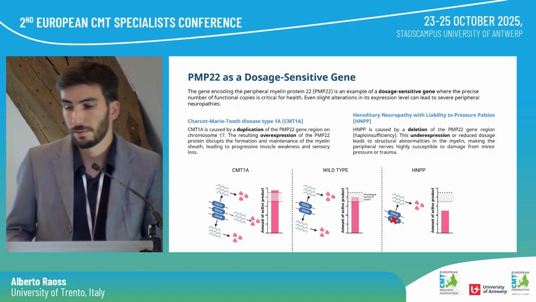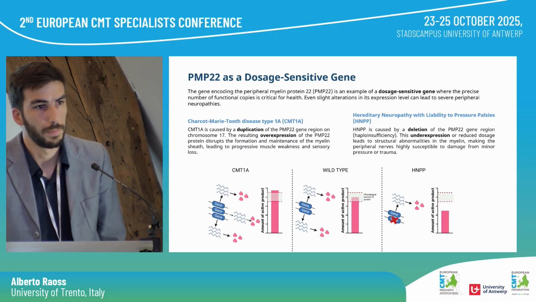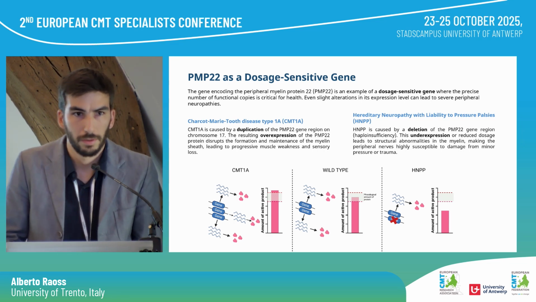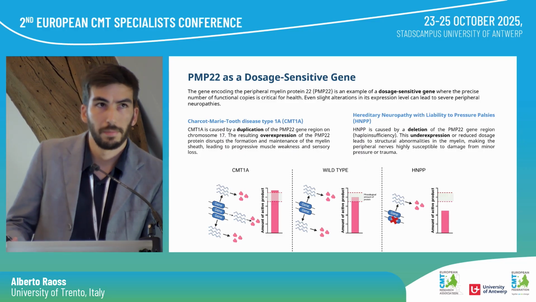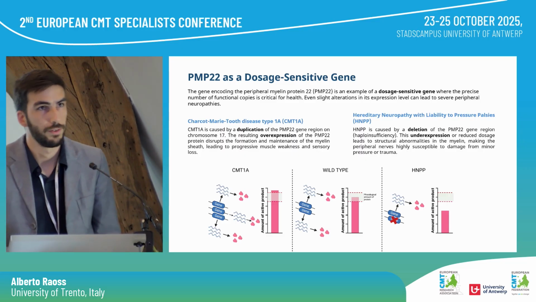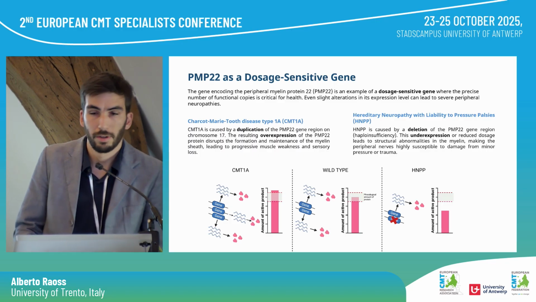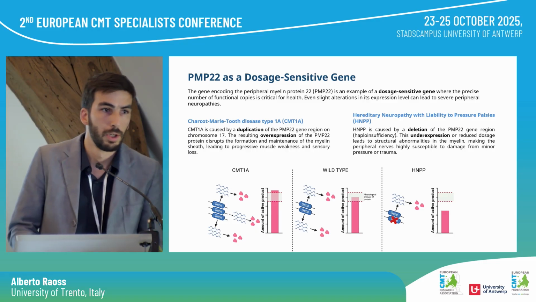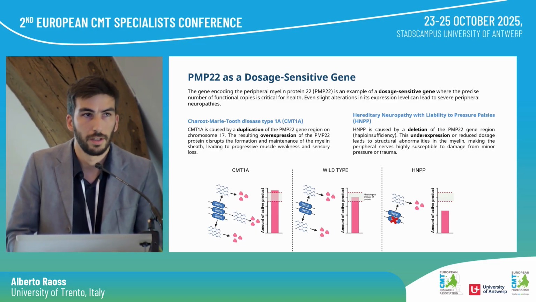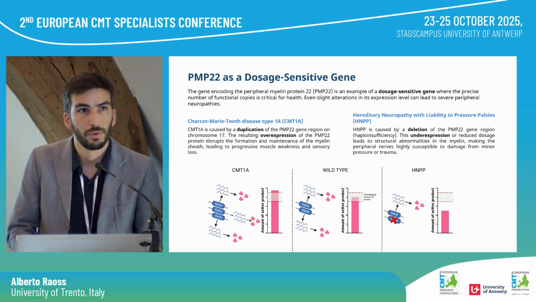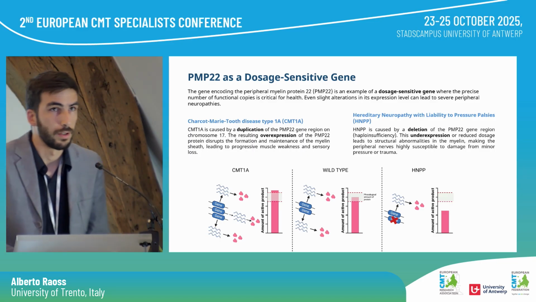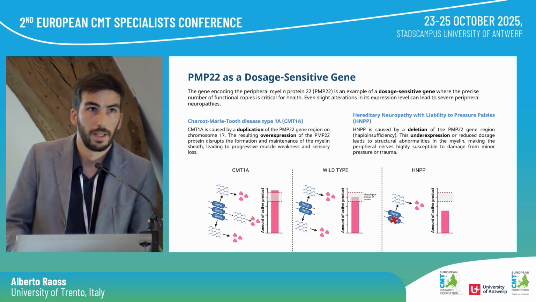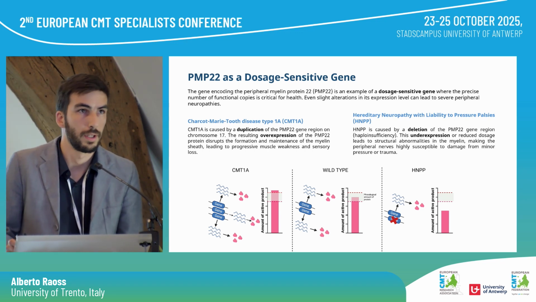So I'd like to start with a key feature of PMP22 that has already been mentioned by Dr. Kleupa, and this is the fact that PMP22 is a dosage-sensitive gene, meaning that slight alteration of its expression level can lead to severe neuropathies. Especially, we all know that duplication of the gene leads to Charcot-Marie-Tooth, while deletion of the gene leads to an underexpression of the protein and leads to the HNPP disorder.